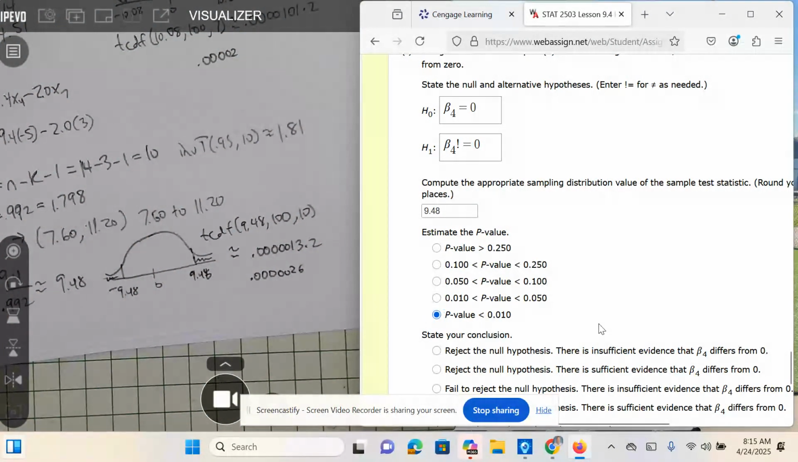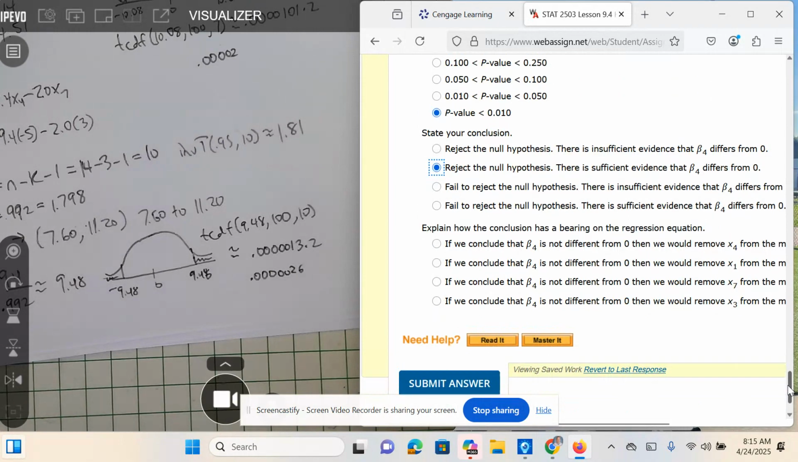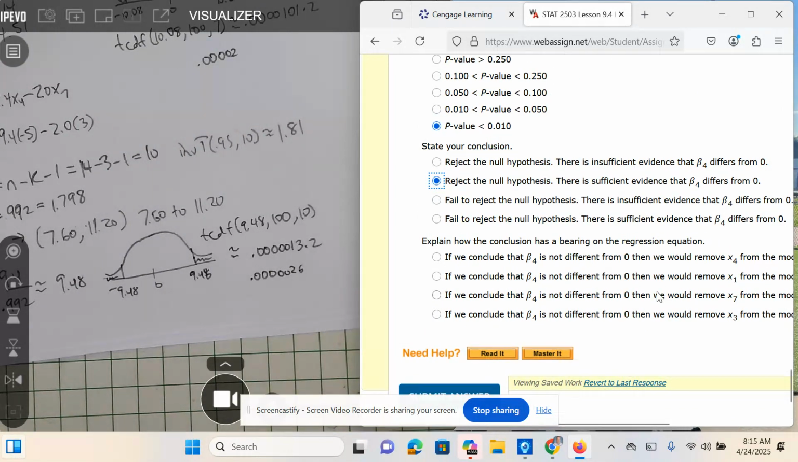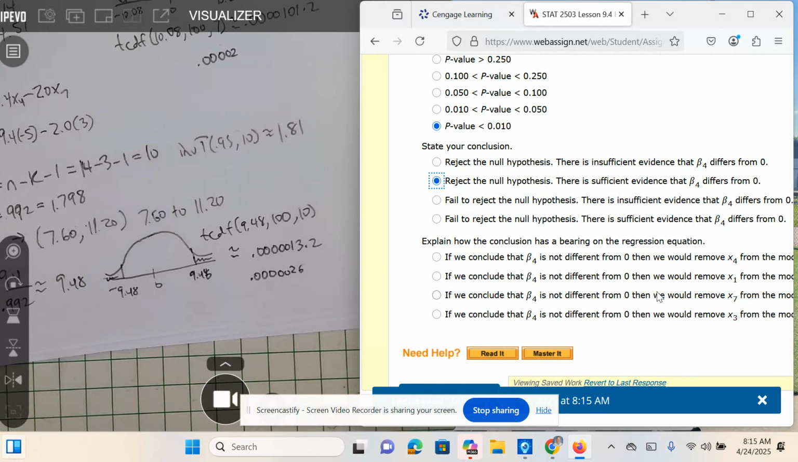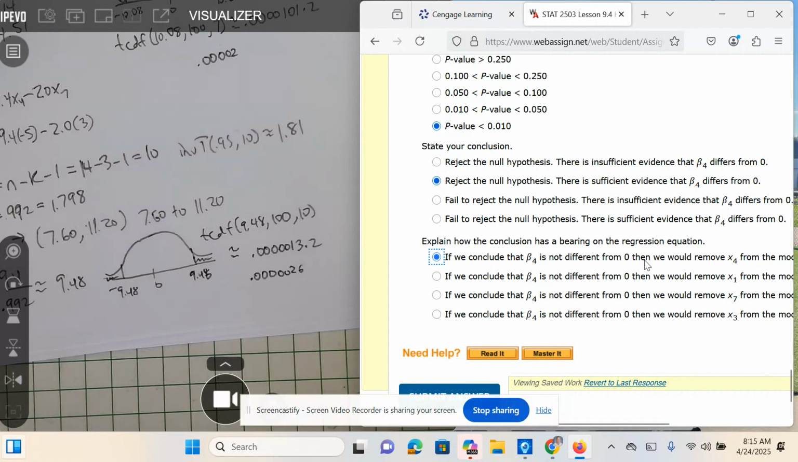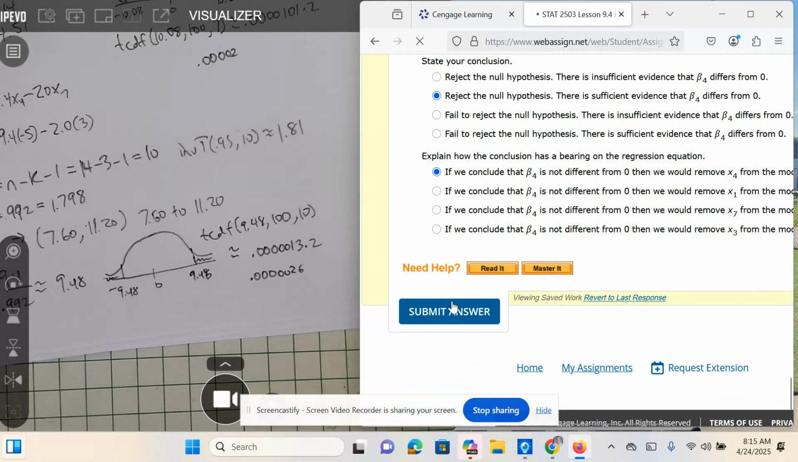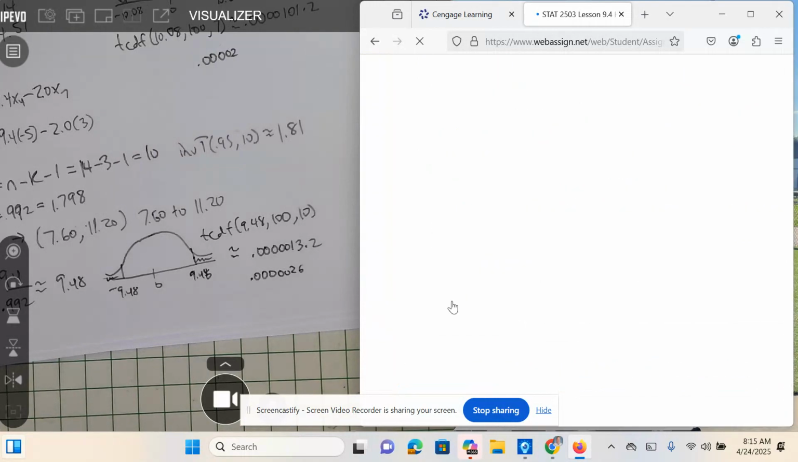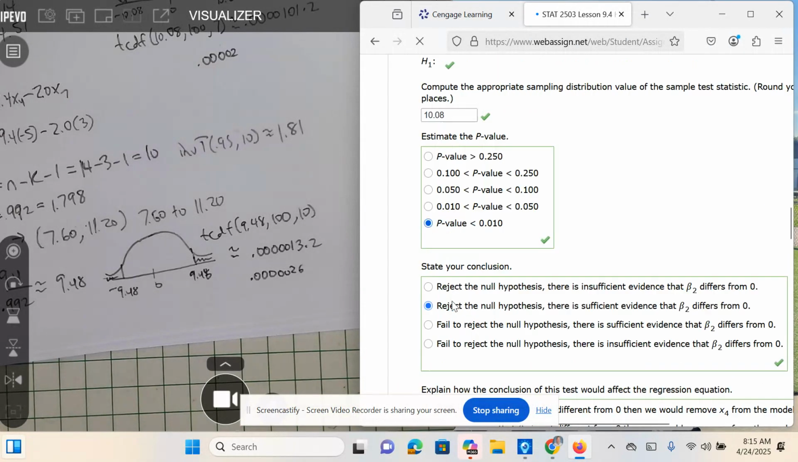It's going to be less than alpha. So we're going to reject H0. When p is low, we reject the null hypothesis, and we have sufficient evidence that the slope differs from 0. So explain how this conclusion has a bearing on your regression equation. If we concluded it's not different from 0, we would remove x4 from the model, because it would not have an impact on the model.